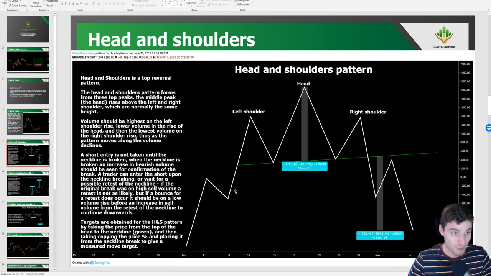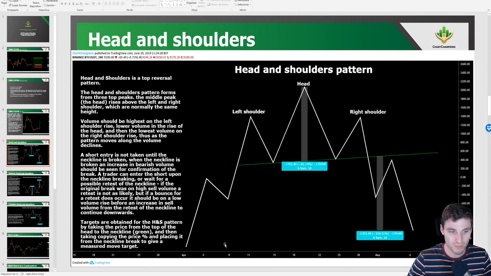So, going back to the volume, you want to see the highest volume on this left shoulder rise, and then you come down and you get declining volume. This is the characteristic of the head and shoulders pattern, okay? This is really, really important. The rise of the head is going to have less volume than the rise of this left shoulder.